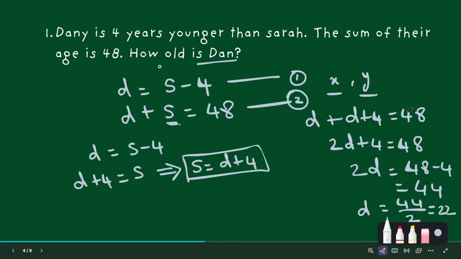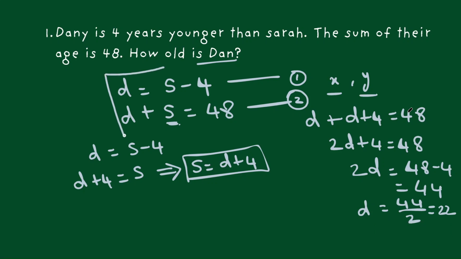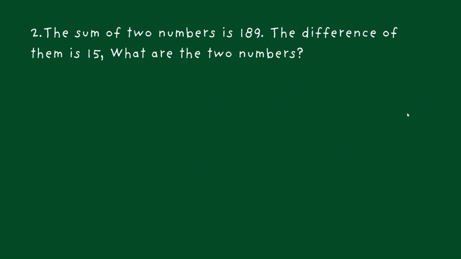But before that, we should know how to derive the algebraic equation from the statement problem. That is what we are learning here. We will move to the next question. The sum of two numbers is 189. The difference of them is 15. What are the two numbers?